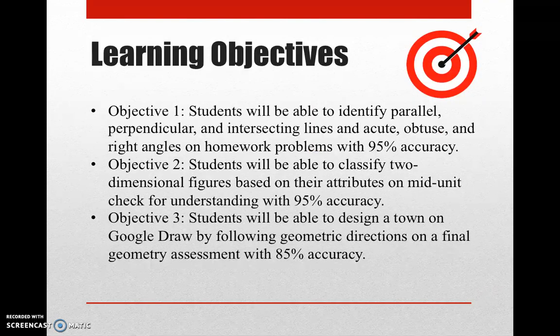So the learning objectives are pretty straightforward. The first one is really activating that prior knowledge and making sure that students have a good understanding of parallel, perpendicular, and intersecting lines, as well as acute, obtuse, and right angles before moving on to the next step. Which brings us to objective 2, which is taking those geometry terms and that geometry knowledge and applying it to classifying different 2D shapes. Then taking all of that knowledge and being able to follow directions for a final geometry assessment, which will be them being able to design a town in Google Draw.